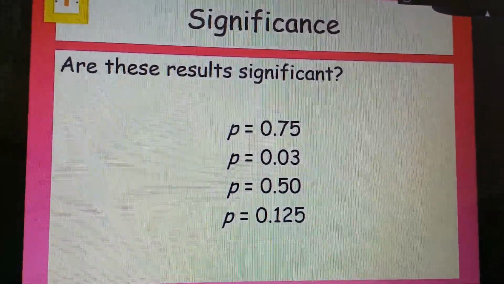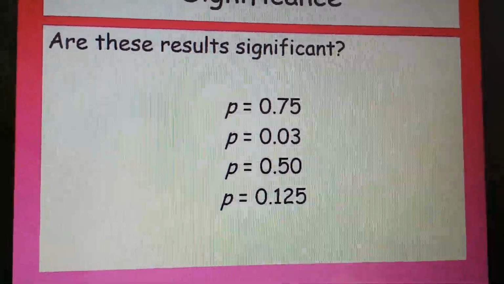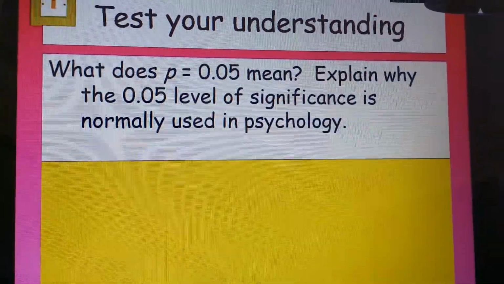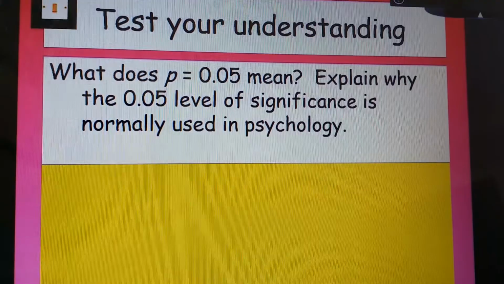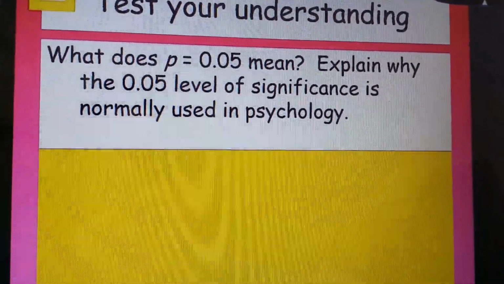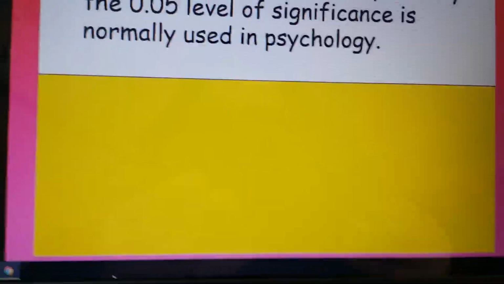Have a look at these and consider which of these would be significant. Which would be the most significant? So, what does P equals 0.05 mean? And explain why the 0.05 level of significance is normally used in psychology.